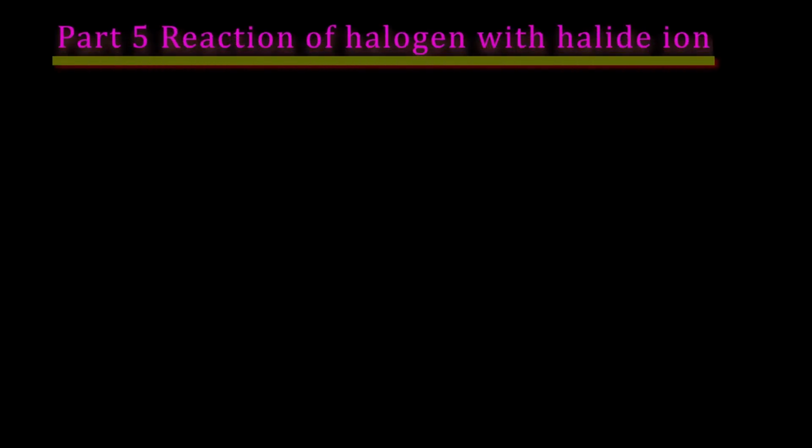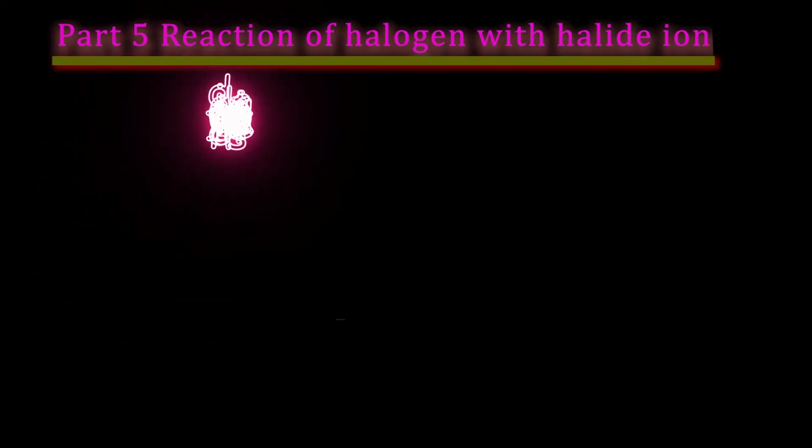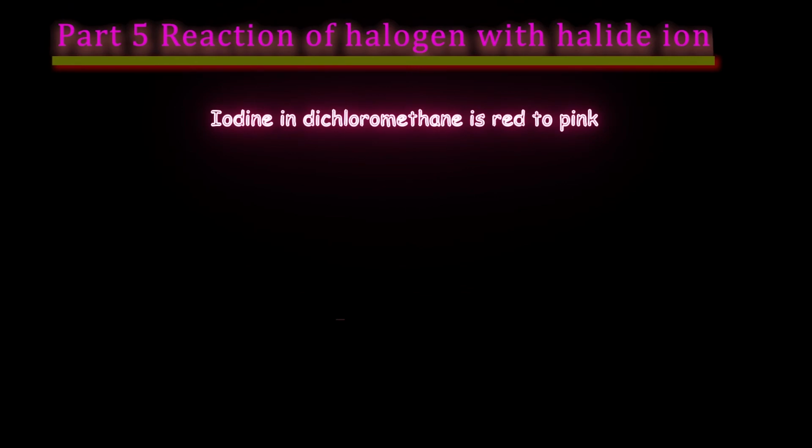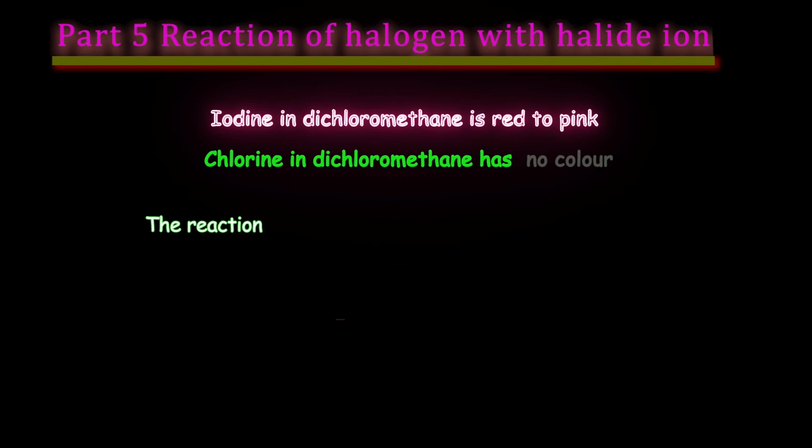Part 5 is the reaction of a halogen with a halide ion of a different identity. Iodine in dichloromethane, which is also called methylene chloride, is red to pink in color. Chlorine in dichloromethane is colorless. The reaction is given here. Chlorine reacts with potassium iodide to give iodine and potassium chloride.